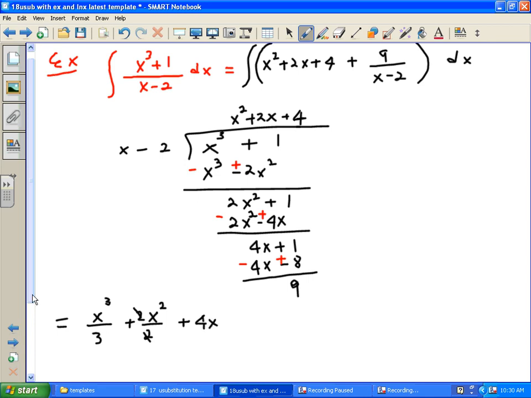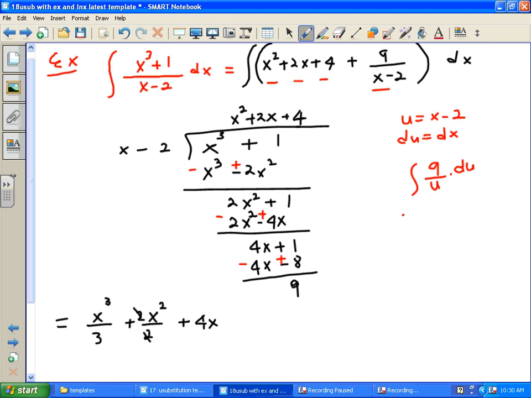Again, basically, I'm going line by line, item by item, anti-differentiating each one at a time, right? And now we're at the last one. There we're going to do a quick u-substitution. Let u be equal to x minus 2. Then du is 1 dx, right? And that integral can be written as 9 over u. Instead of dx, I will put du.